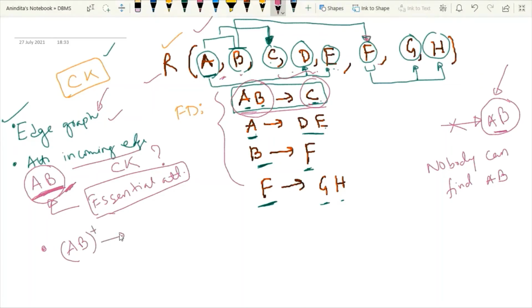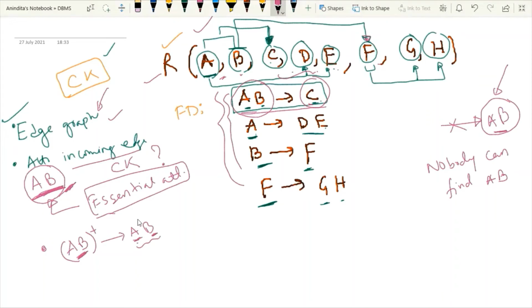So now the latest trick of finding closure. First, without thinking anything, I will use the law of reflexivity. I will just copy from AB, I can find AB. It is a simple thing. Now what we will see? We will see whether these attributes appear alone or together in the left hand side or not.